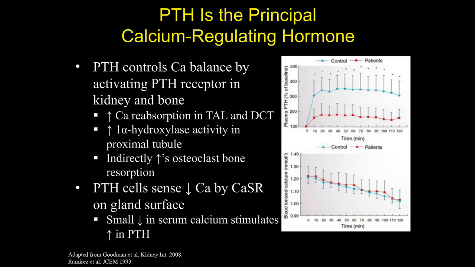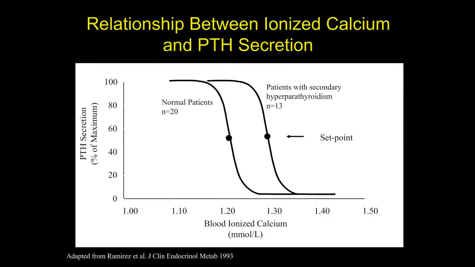The parathyroid gland actually senses the decreases in calcium by the calcium sensing receptor on the gland surface, and very small changes in the serum calcium end up stimulating parathyroid hormone. This graph better demonstrates the relationship between ionized calcium and parathyroid hormone secretion. The line to the left is what we see in normal individuals, and I want to point out that parathyroid hormone secretion never goes down to 0.